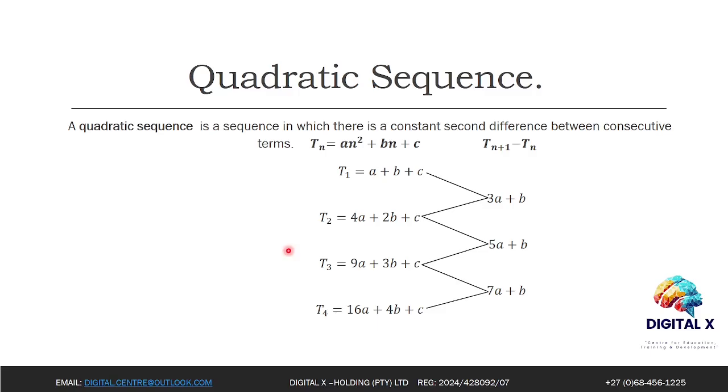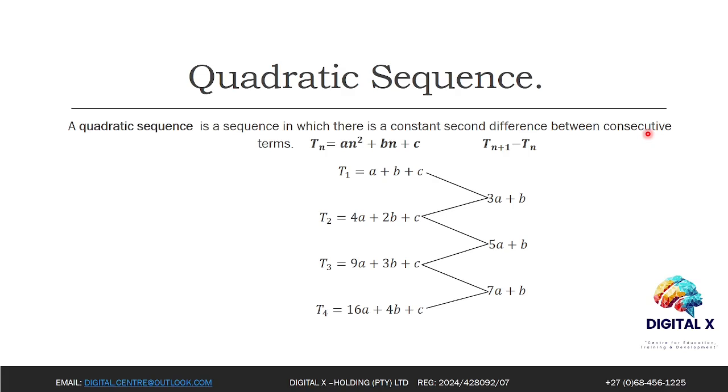Now, in the previous presentation slide, we looked at a more general definition of a finite sequence. However, in this slide and the remaining part of the lesson, we will be looking at a quadratic sequence and its definition, which states that a quadratic sequence is a sequence in which there is a constant second difference between consecutive terms. Now, we'll illustrate this using examples in the next slides.